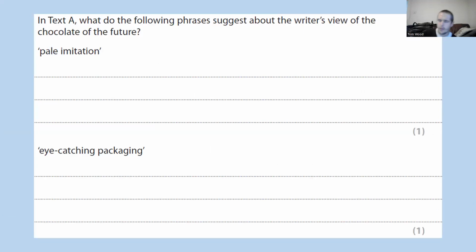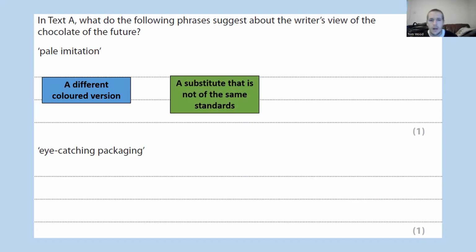So again, there are a couple more examples here. I'm going to just pop up some answers for these ones, and then I can show you where the assessment is on the classroom. So in this case here, it is a lot easier when you read this in context. It's talking about the chocolate of the future, and it says here about it being a pale imitation. So it could be a different coloured version. You know, imitation meaning kind of like the same, but less effective, less good in some regards. A substitute that is not of the same standard, something like this.